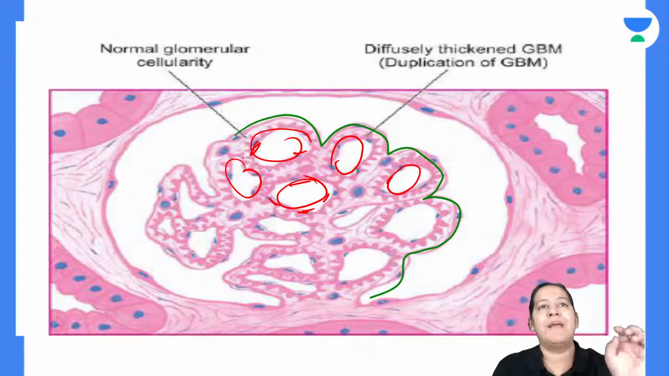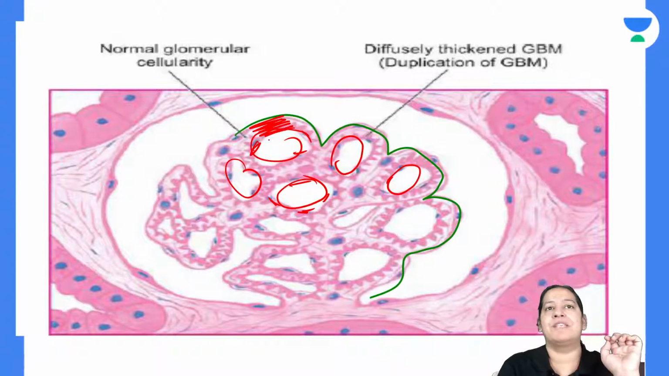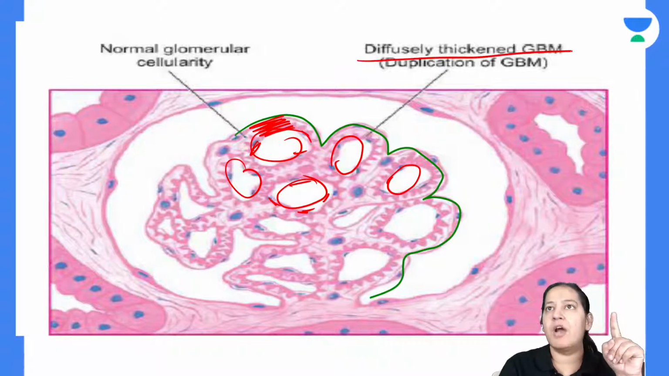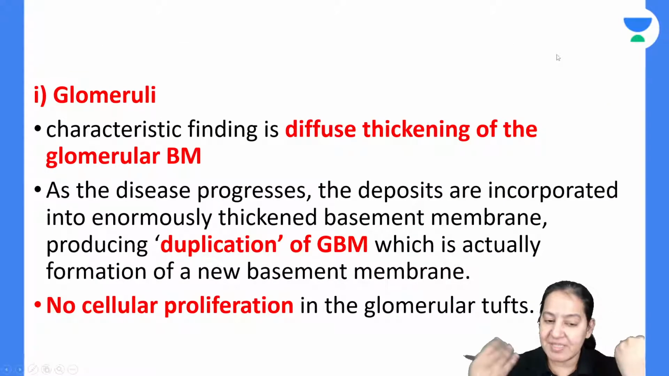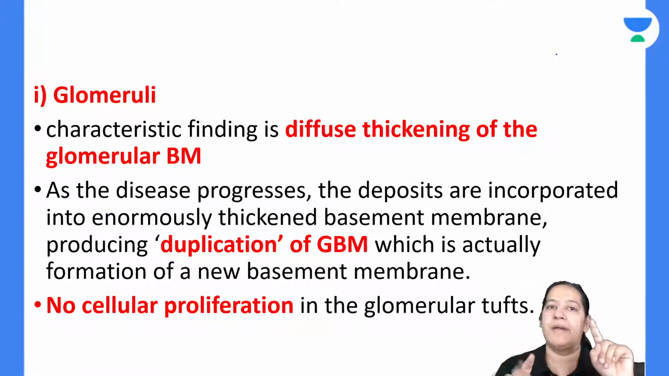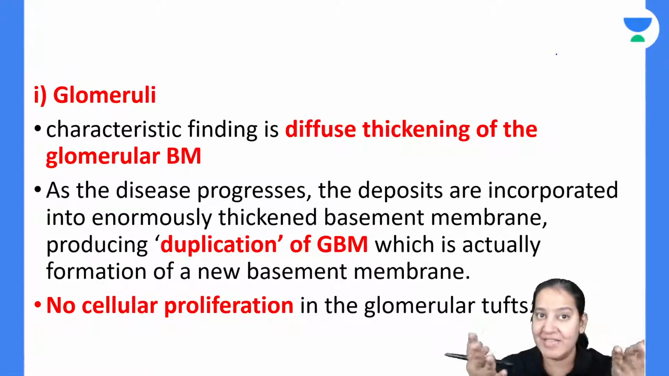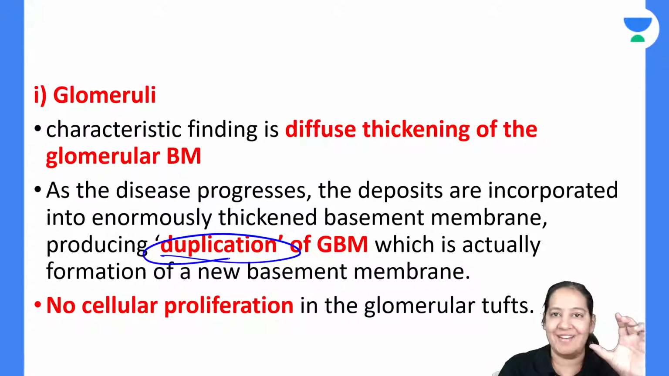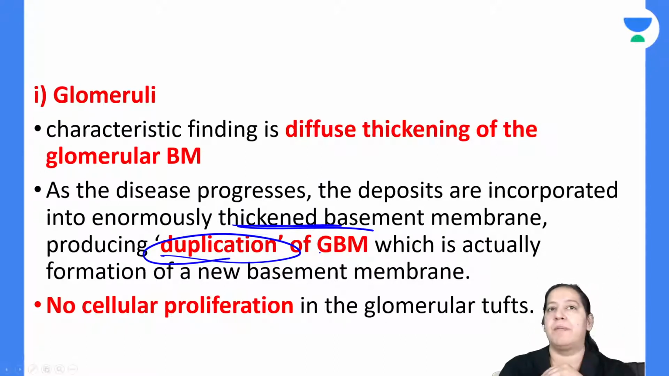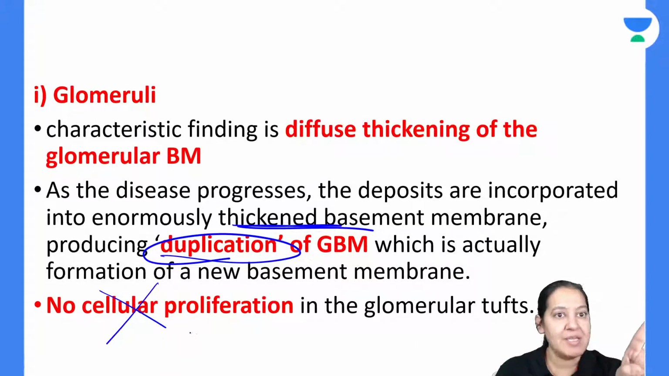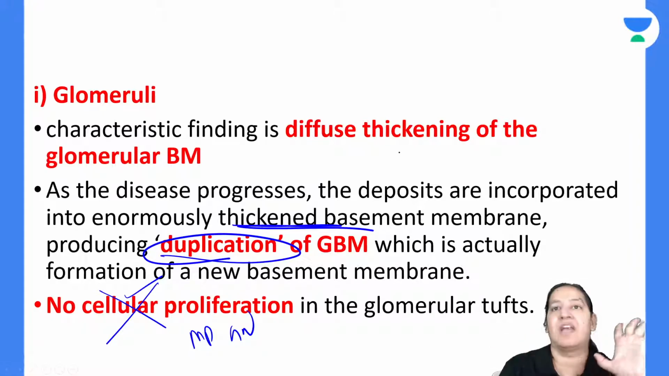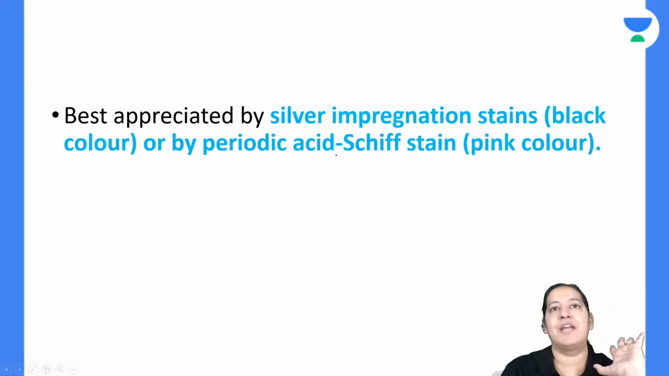Give me a thumbs up. The basement membrane between the two is thickened. This is the basement membrane. So it is diffuse thickening of the basement membrane. Because the basement membrane is thickened, it looks like there are two basement membranes. Actually, it is one, but thickening leads to the appearance of duplication. It is not duplicated, it is one only. There is no cellularity. Mind my words. In membranoproliferative glomerulonephritis, there is cellularity, but here there is only thickening, nothing else. That's it, the light microscopy.